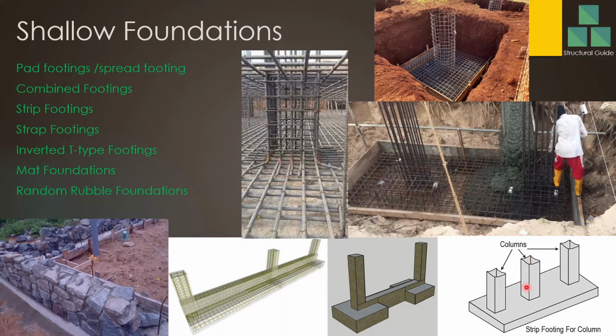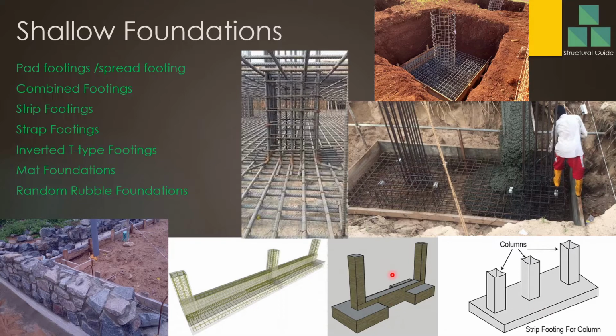The next type of foundation we are going to discuss is the strip footing. You can see here the type of strip footing we construct. We construct a strip type footing to support several columns. If you have two columns, it's a combined footing. If you have one column, it's a pad footing. When you have several columns on a single strip type foundation, it is called a strip footing.